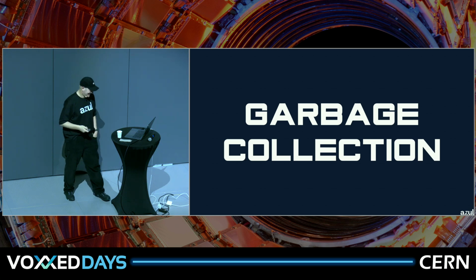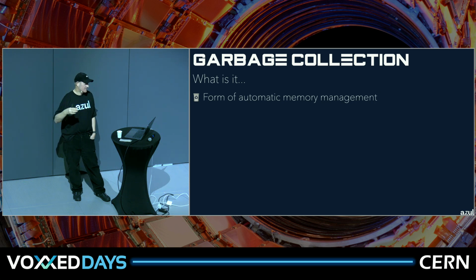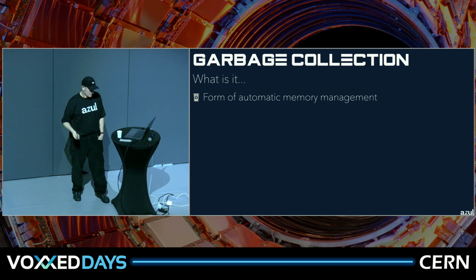Okay, good point. So what is it? In short, it's a form of automatic memory management. There's also something called reference counting or automatic reference counting. That's a different approach, used for example in Swift. And there's no better or worse. This is just a different approach. Both have their advantages, pros and cons, right?